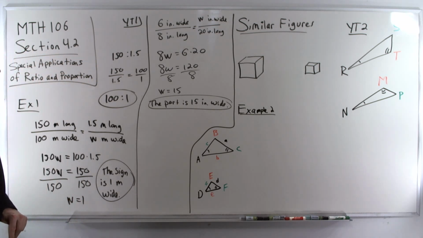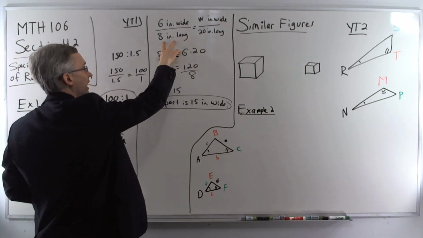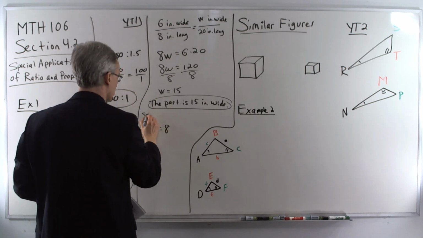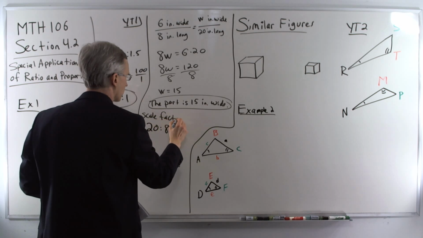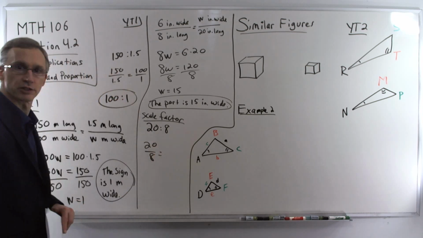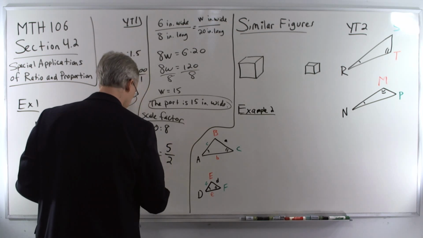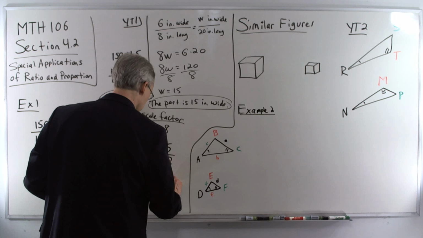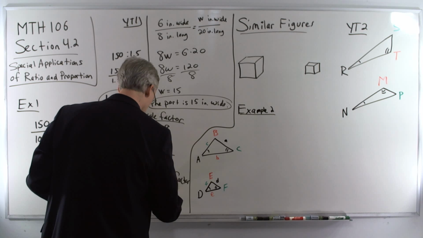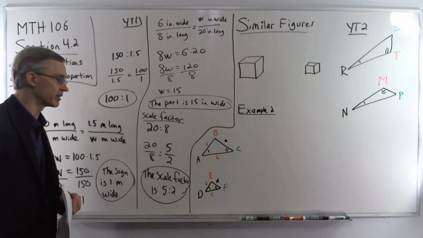Now let's do the scale factor. So with the given information, we know we have 20 inches of length of the actual part, 8 inches length of the drawing. So the ratio is 20 to 8. If we reduce this fraction to the lowest terms, divide the top and bottom by 4, we get 5 halves. So we're going to write in colon notation. See, the scale factor is 5 to 2.